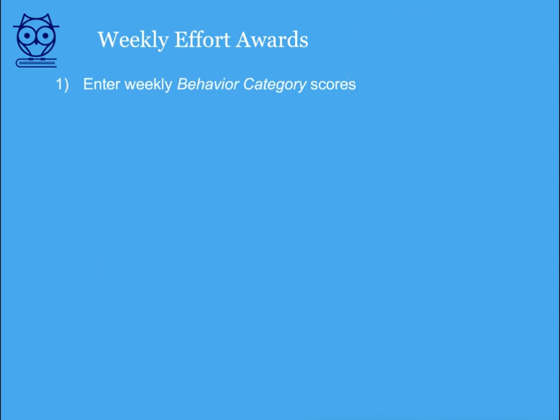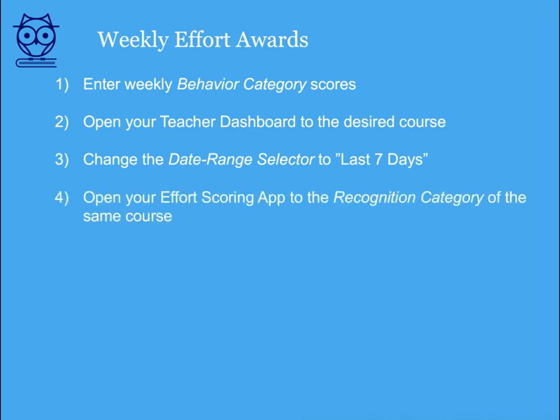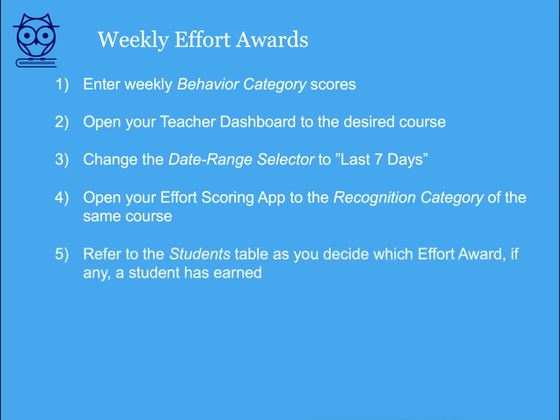Step 1. Enter weekly behavior category scores. Step 2. Open the teacher dashboard to the desired course. Step 3. Change the date range selector to display last 7 days. Step 4. Open your effort scoring app to the recognition category of the same course that you opened in Step 2. Step 5. Refer to the students table as you decide which effort award, if any, a student has earned.